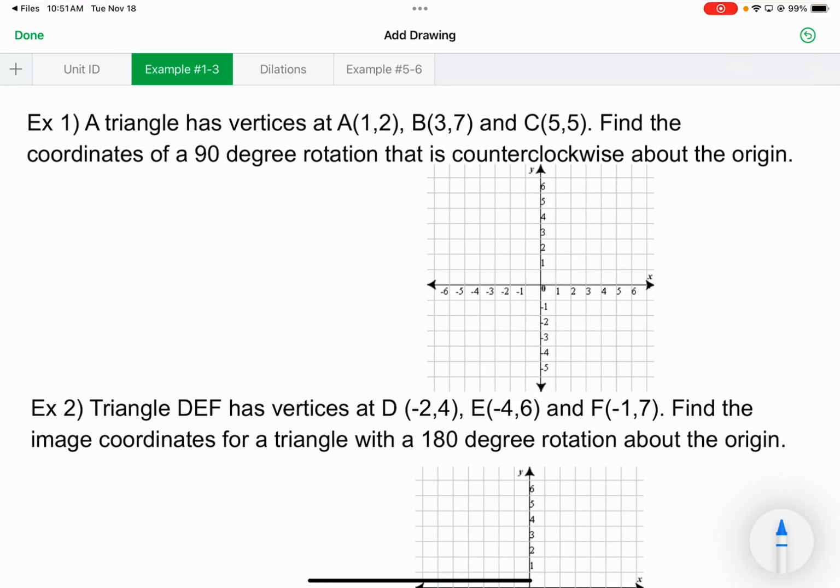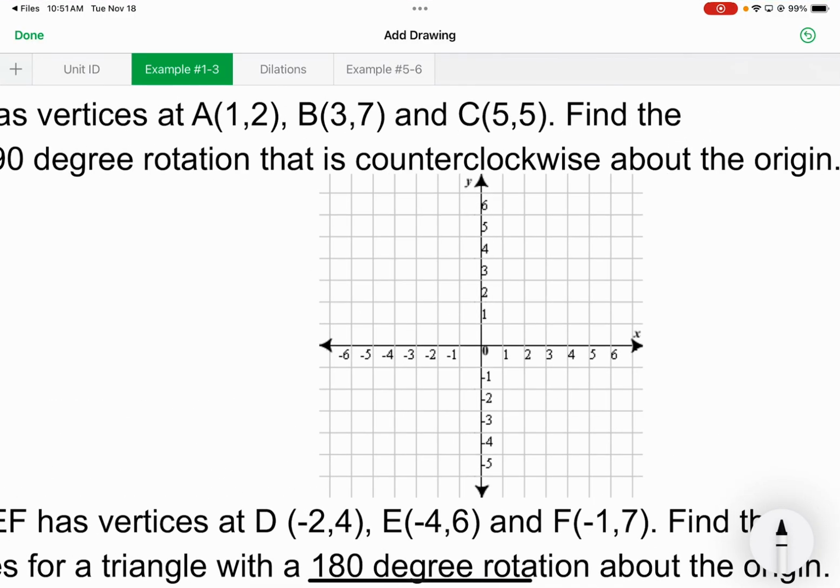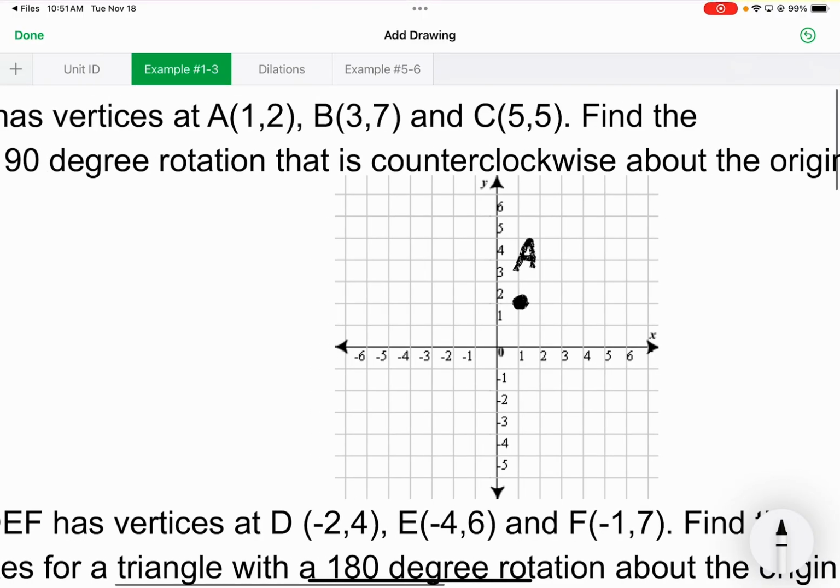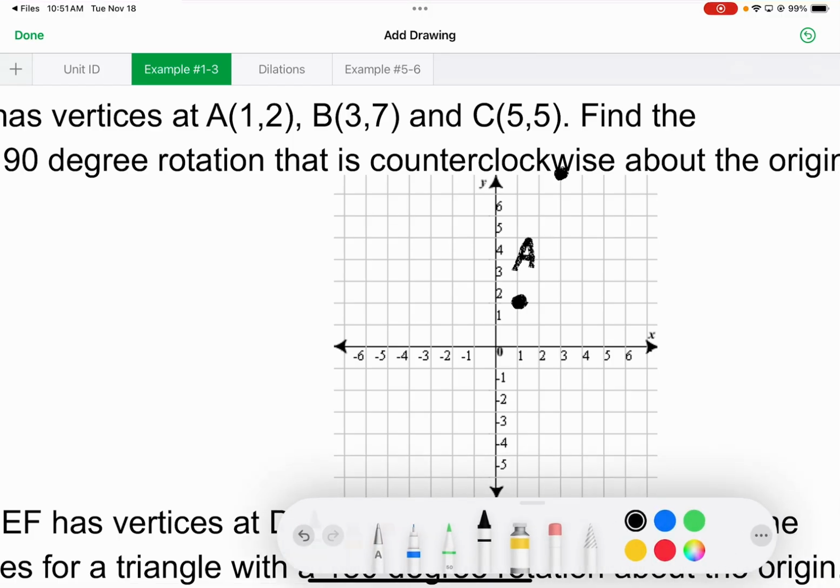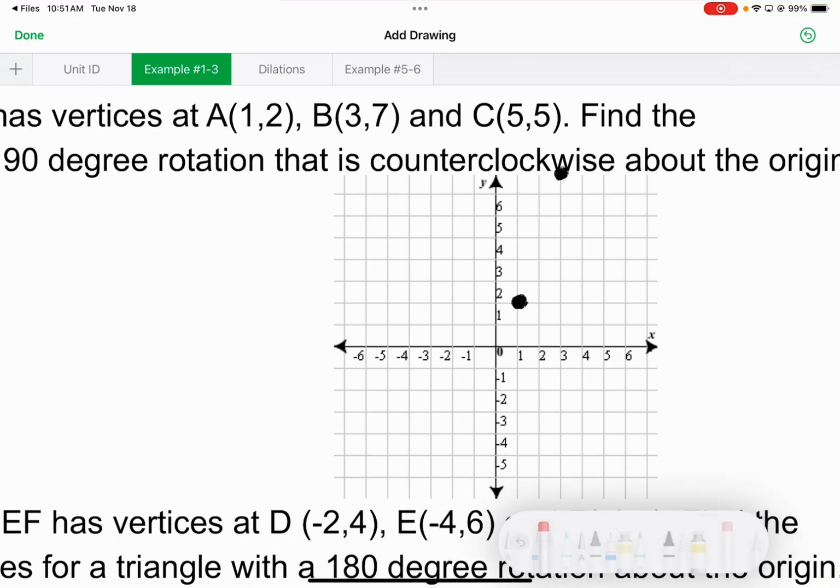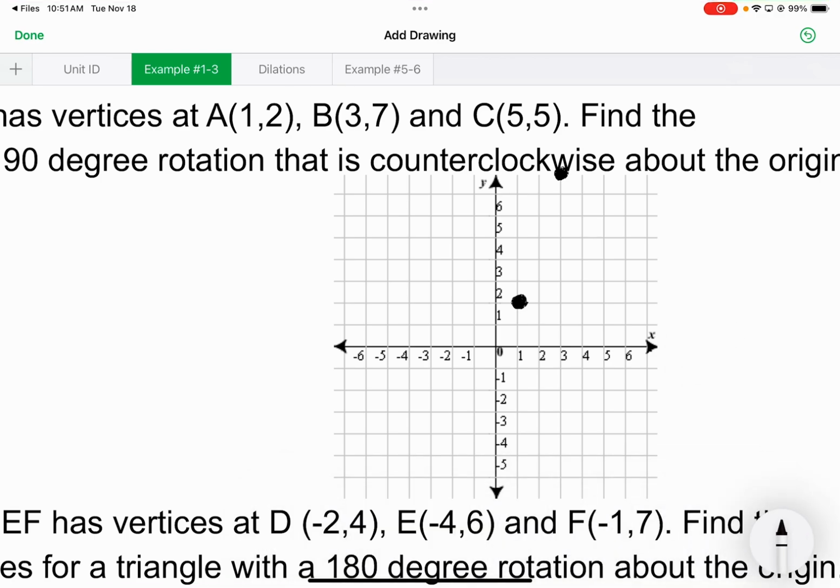All right, here we go. The triangle's vertices are A, B, and C. Find the coordinates of a 90-degree rotation that is counterclockwise about the origin. Okay? Let's plot our original, and then let's do the rule and find out what our new points will become. So A is at 1, 2. B is at 3, 7. I should wait to write my points. And then C is at 5, 5. A, B, and C.